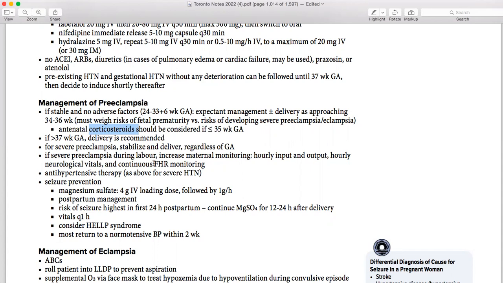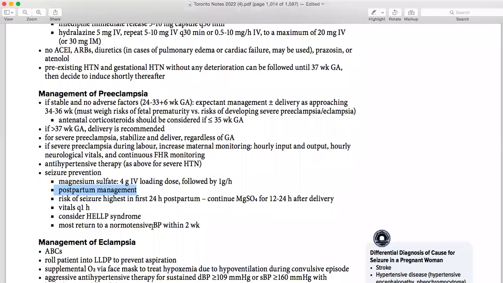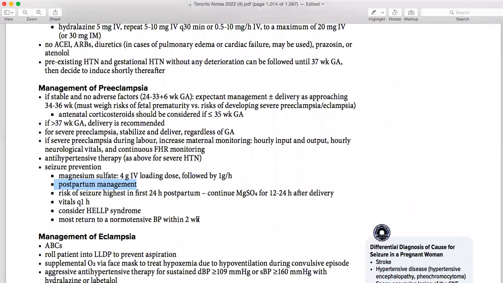Along with it, as we said, fetal heart rate monitoring. If you are checking the mother, you cannot miss the baby. Antihypertensive therapy, what is that? For seizure, we are going to start with magnesium sulfate. Postpartum management can last up to roughly 6 weeks. The risk of seizure is highest in the first 24 hours postpartum, with continuous support for 12 to 24 hours after delivery and vitals up to every 1 hour, and consider HELLP syndrome. Most return to normotensive within 2 weeks.